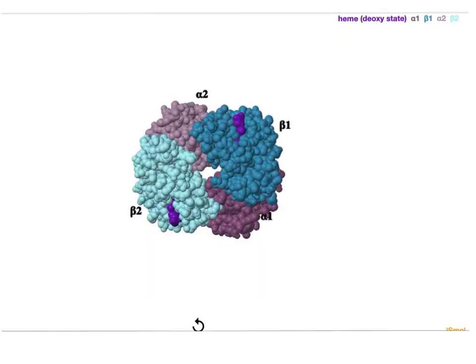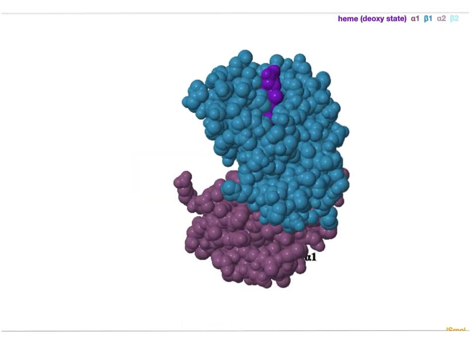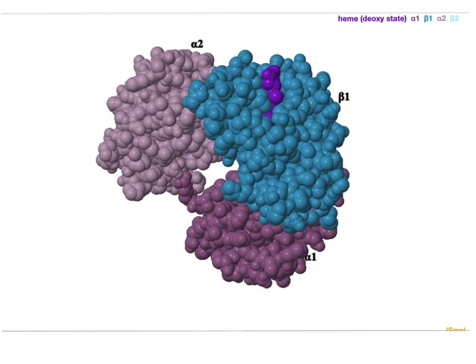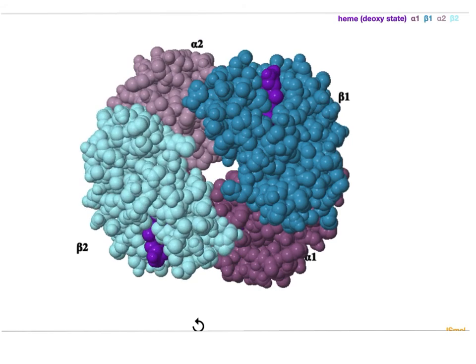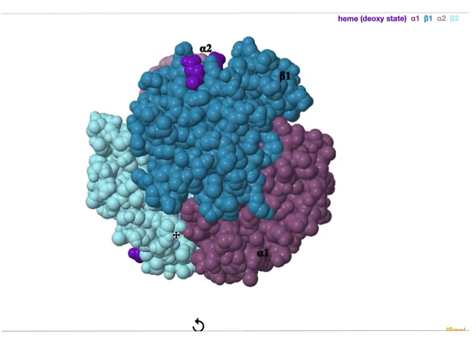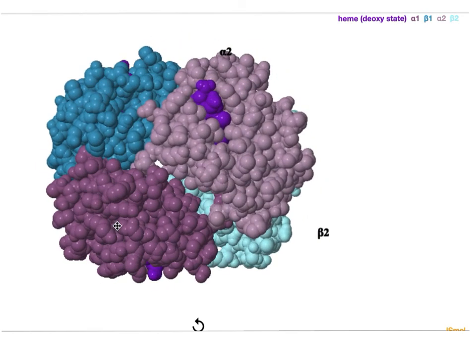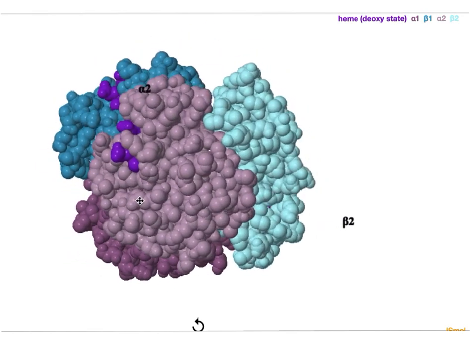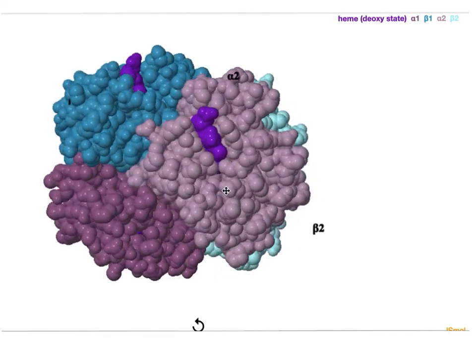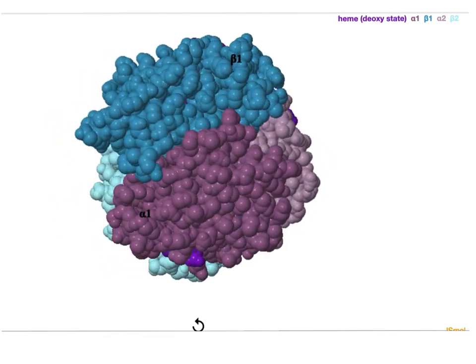Here is the structure of hemoglobin. It is a tetramer, meaning it has 4 subunits, and the 4 subunits are really a pair of 2 identical subunits, 2 alpha chains and 2 beta chains. The alpha chains each have 141 amino acid residues. The beta chains each have 146 amino acid residues.